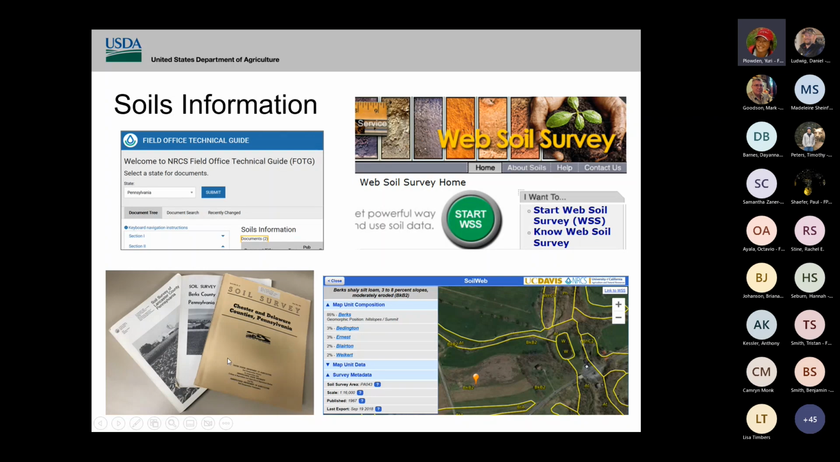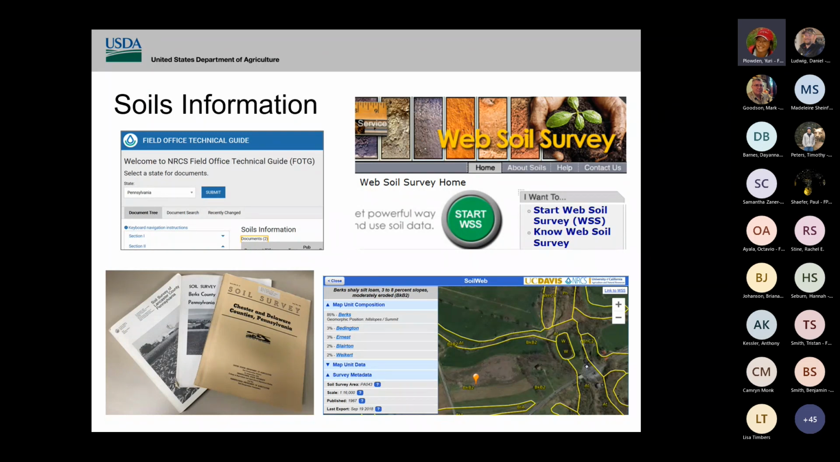Those are out of date. Do not use those for conservation planning. They are not the official soils data anymore. But if you have paper copies, don't throw them away, because they have all kinds of information that the modern online version no longer has. So don't throw them away.